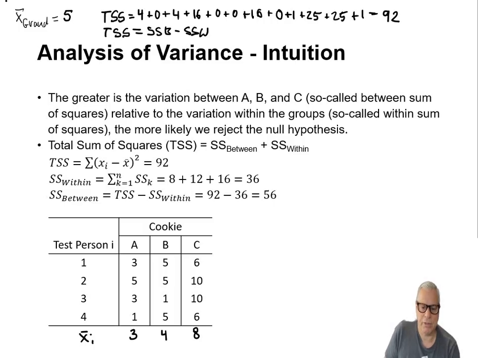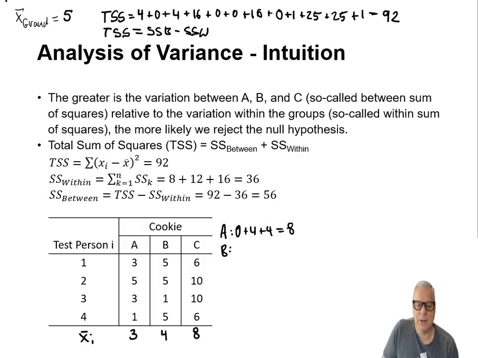Okay, so the total sum of squares within, let's say, for group A, is: 0, then 5 minus 3 is 2, so that's 4. 0 plus 4, then again another 0, and 2, so squared another 4. So the total sum of squares within group A is 8.